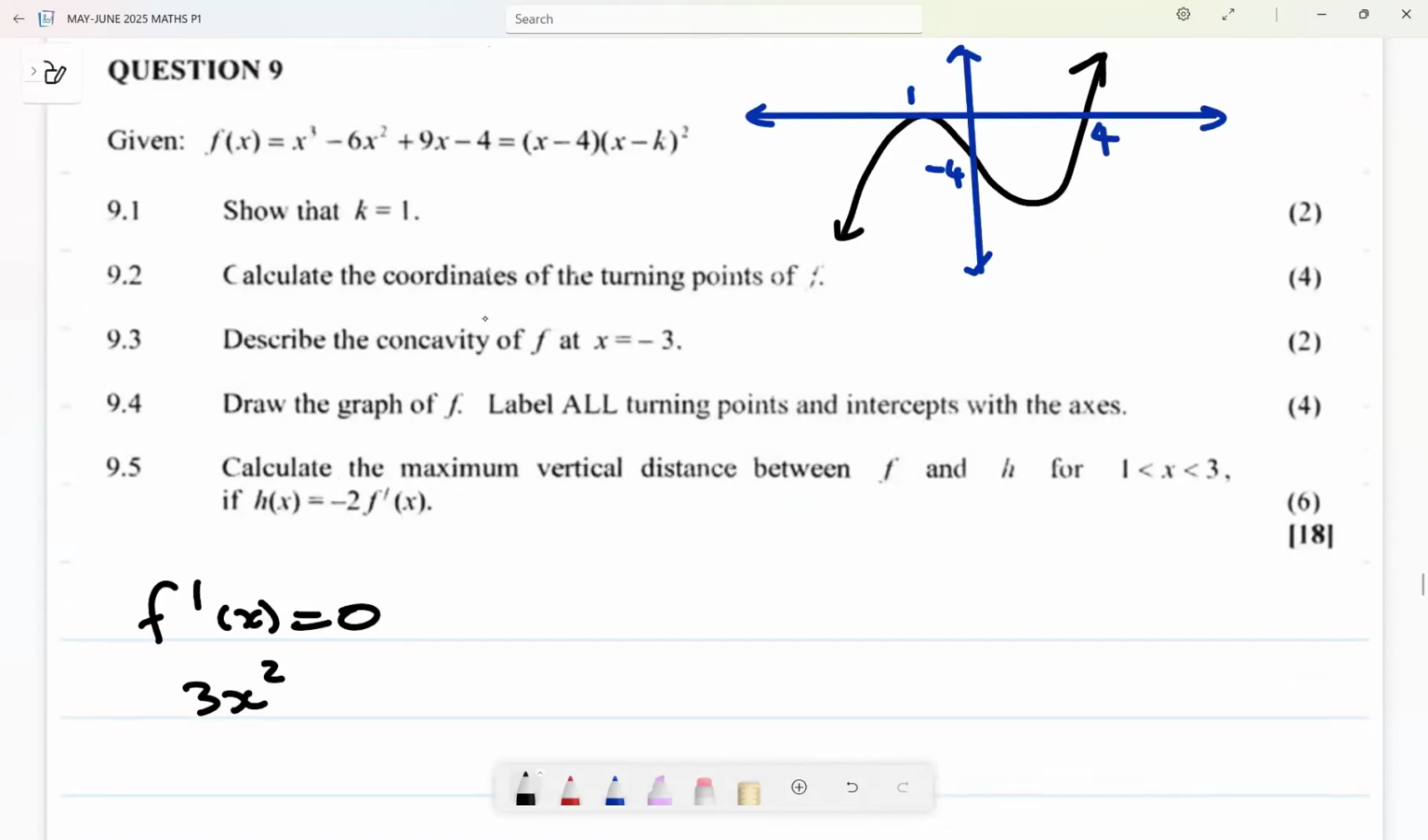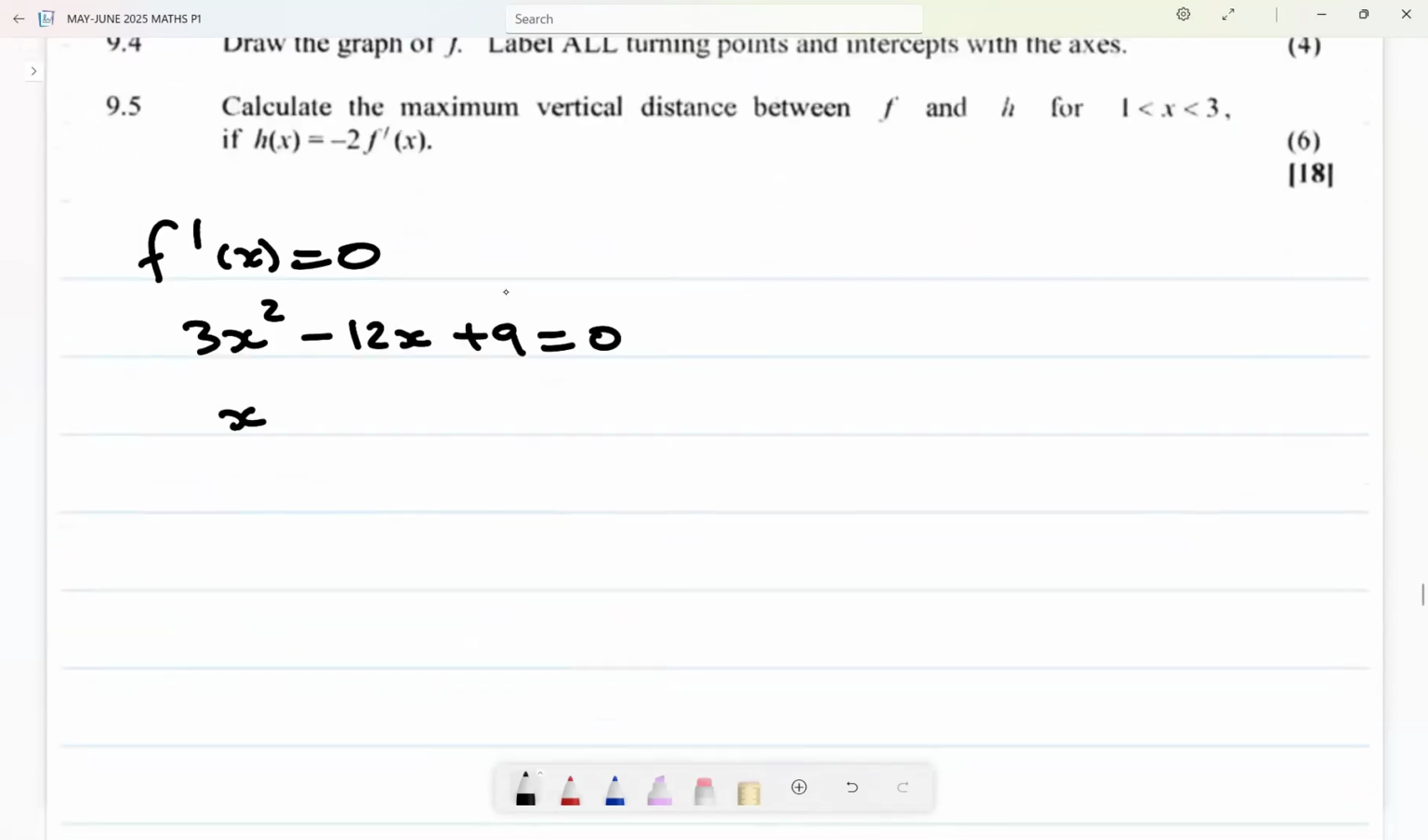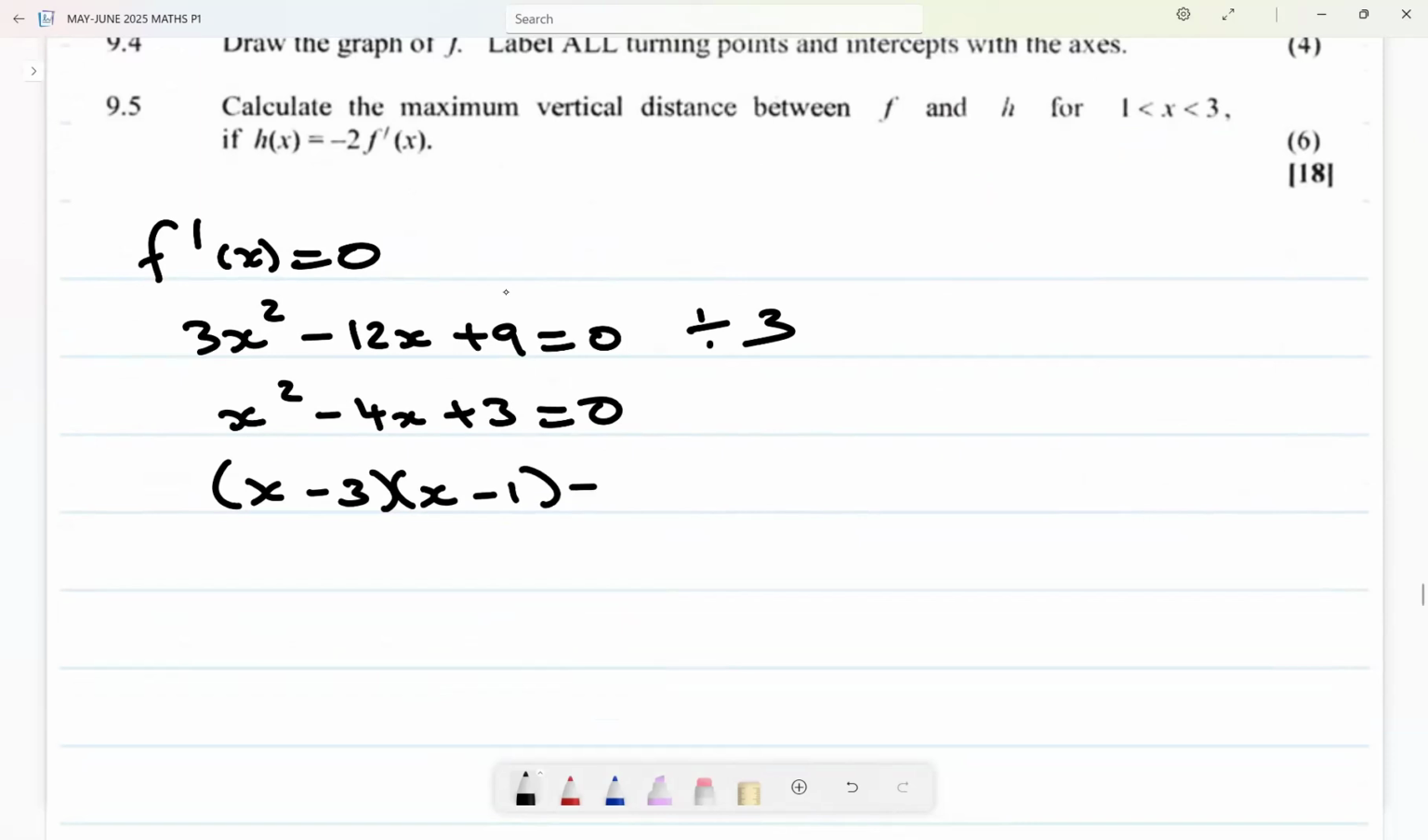3x squared minus 12x plus 9 is equal to 0. And then I will take out 3 as a common factor. It's going to be x squared minus 4x plus 3 equals 0. The factors are going to be x minus 1, x minus 3, and then x is equal to 3 or x is equal to 1.